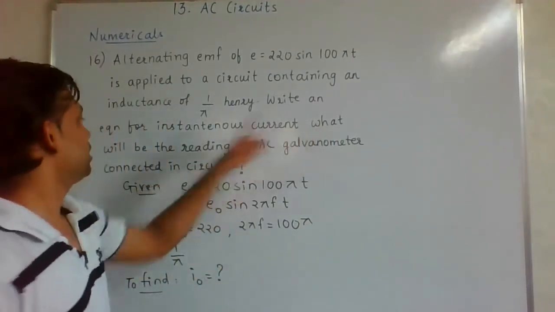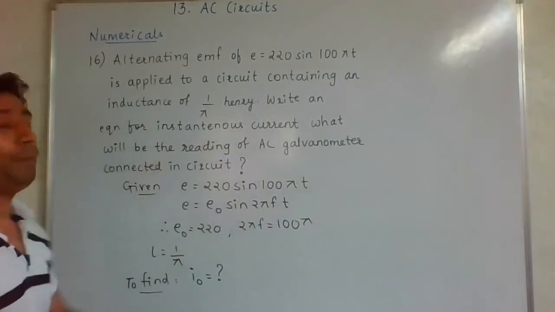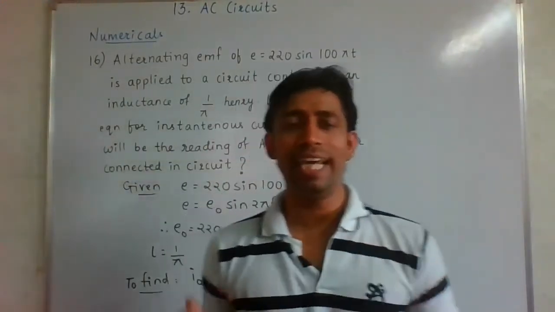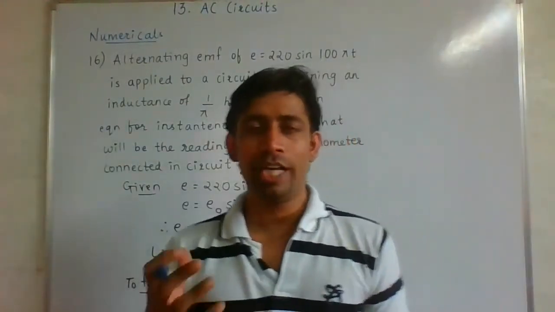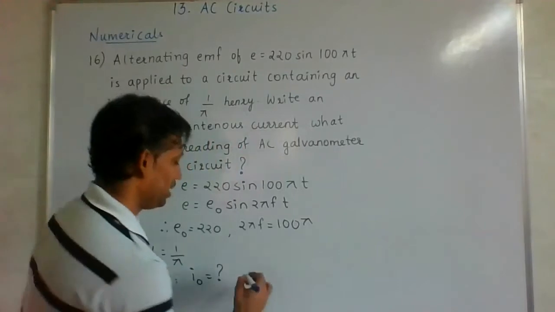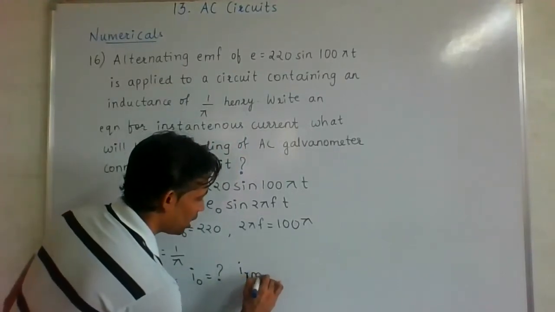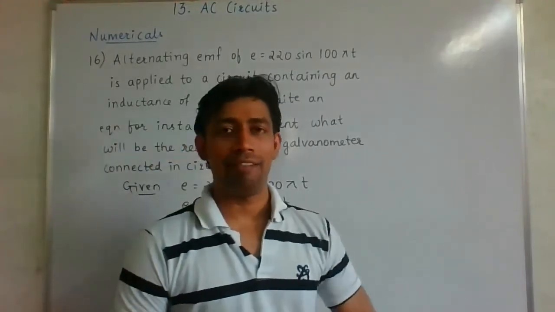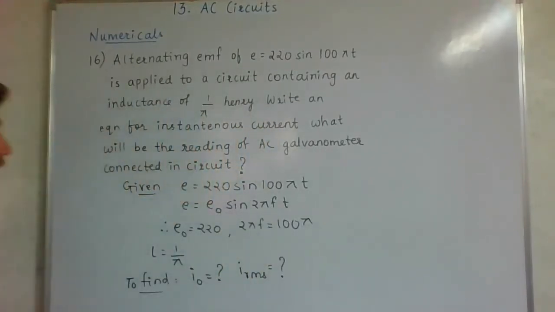Secondly, what they have asked, the reading of galvanometer connected in the circuit. So galvanometer क्या बताता है? It detects the presence of current. So कहीं ना कहीं current का ही value पूछा है. अब ये कौन सा current होगा? Definitely it will be your RMS current, which can be measured by galvanometer. Okay, so let's try to solve this.